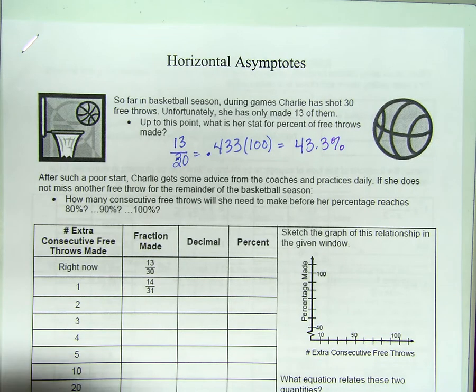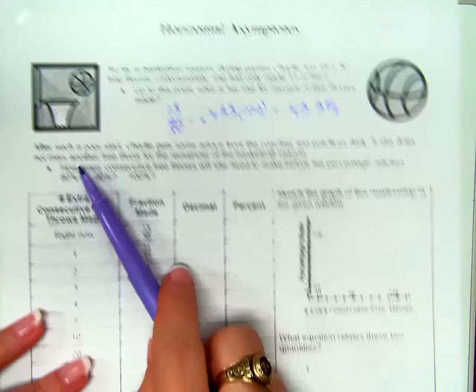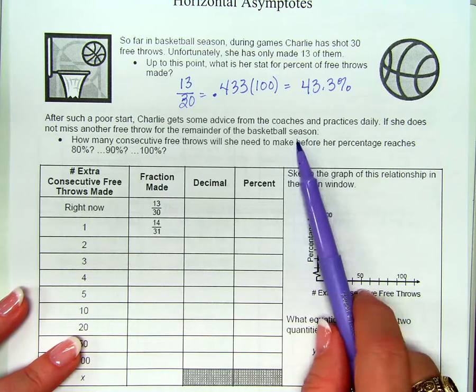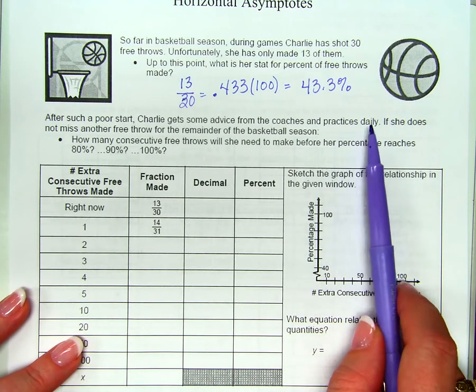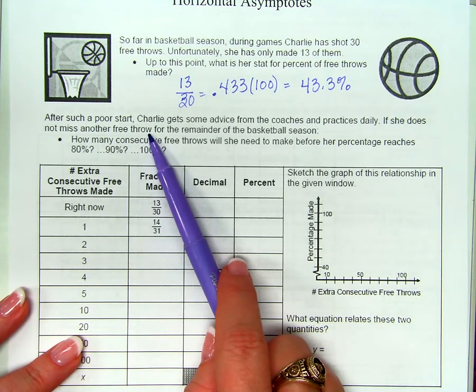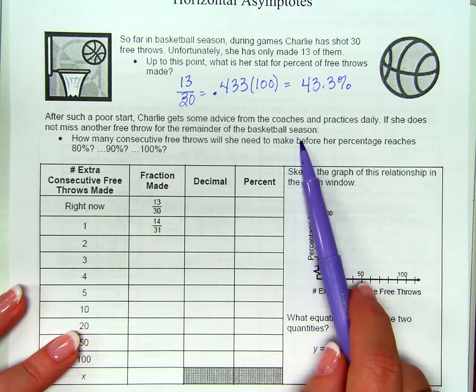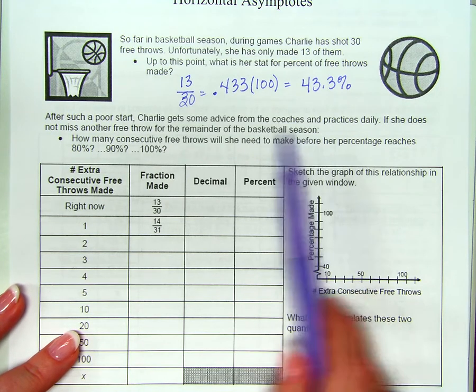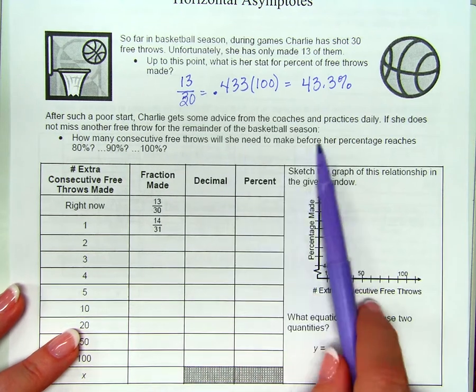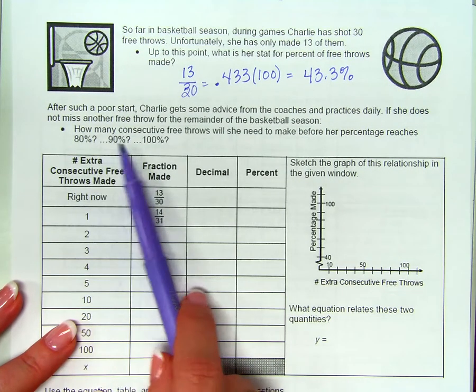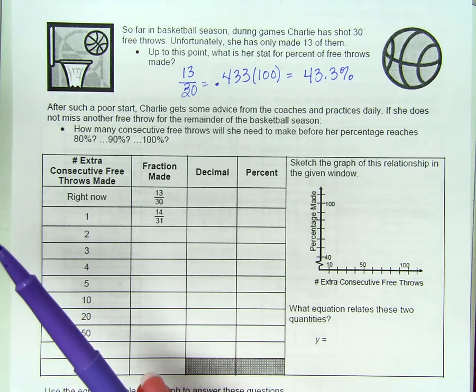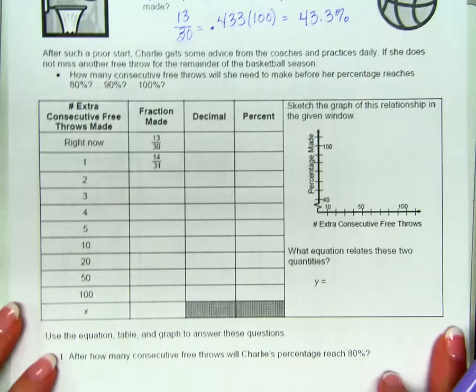If you were on the basketball team, how do you think coach would feel about 43% free throw shooting? Not great, right? Not great at all. So after such a poor start, she gets some advice from her coaches and practices daily. If she does not miss another free throw for the remainder of the season, I'm going to ask a question, but I don't want you to answer it out loud yet. How many consecutive free throws will she need to make before her percentage reaches 80, 90, and 100%? So let's see if we can figure it out.